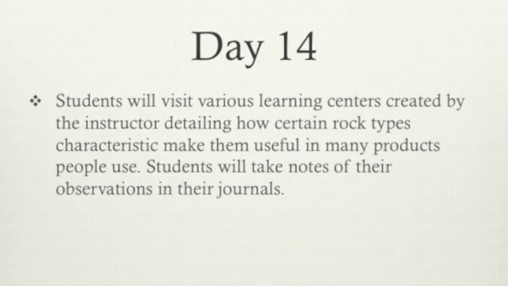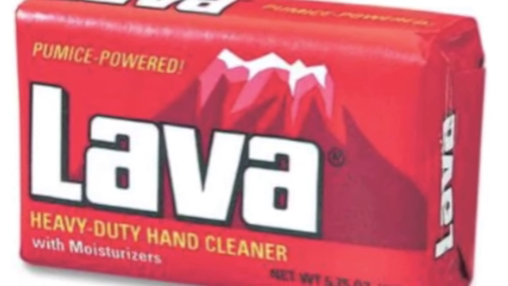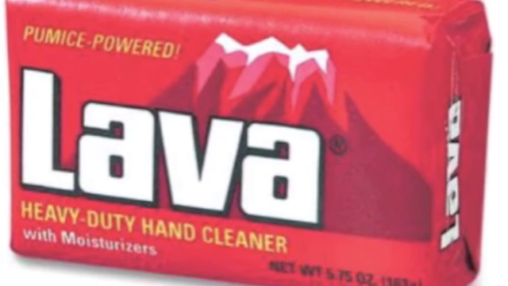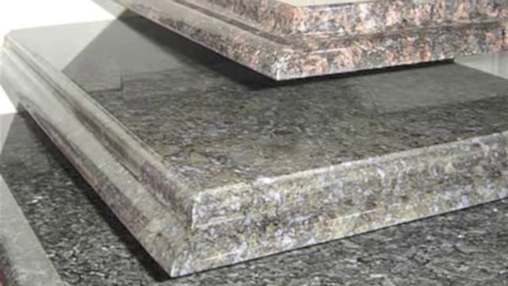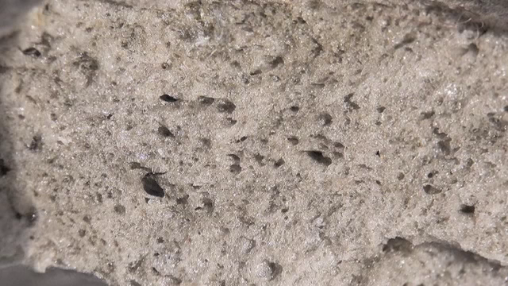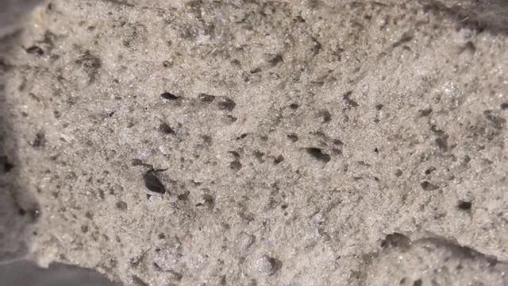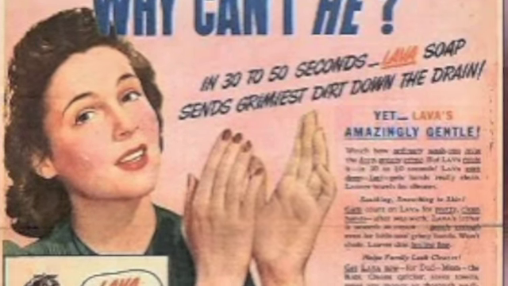Day 14 offers students an opportunity for interpersonal learning, as students will visit various learning centers created by the instructor detailing how certain rock types' characteristics make them useful in many products people use. Students will take notes of their observations in their journals. Day 15 gives students the opportunity to propose a way in which the characteristics of a particular rock might make it useful to people. They will then present their idea to the class by creating an advertisement handout of their new product using word processing software.